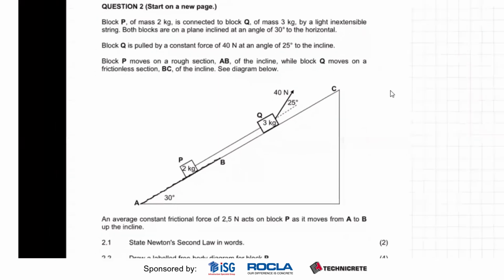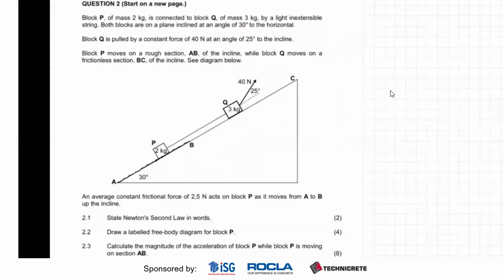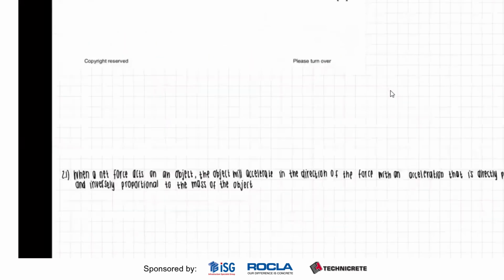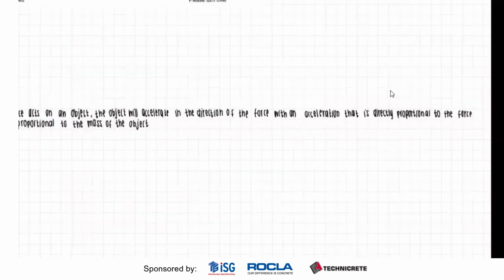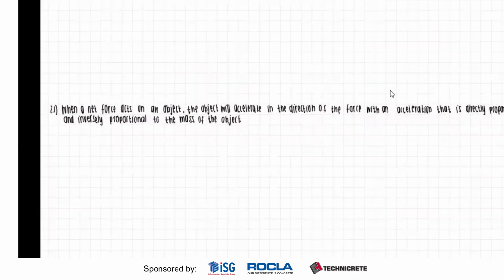And it tells us that there's an average constant frictional force of 2.5 newtons on block P as it moves from A to B up the incline. So our first question is to state Newton's second law in words. So the answer to that question is when a net force acts on an object, the object will accelerate in the direction of the force with an acceleration that is directly proportional to the force and inversely proportional to the mass of the object.